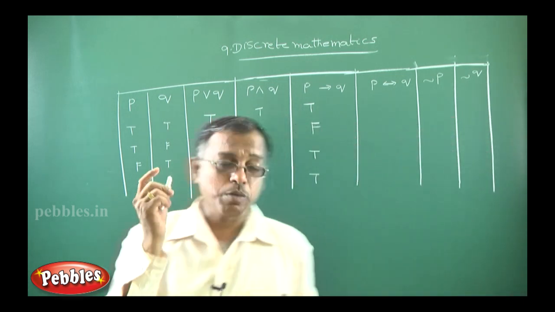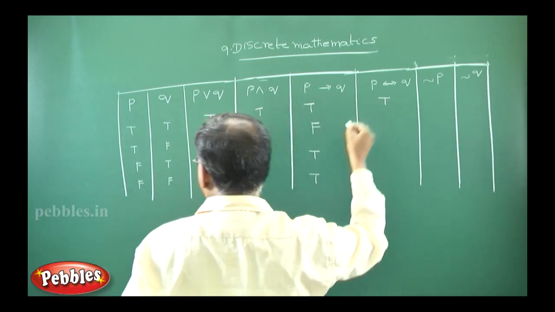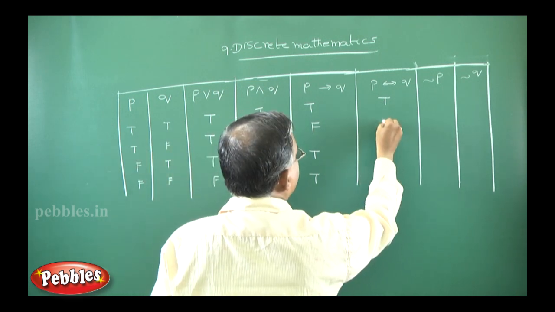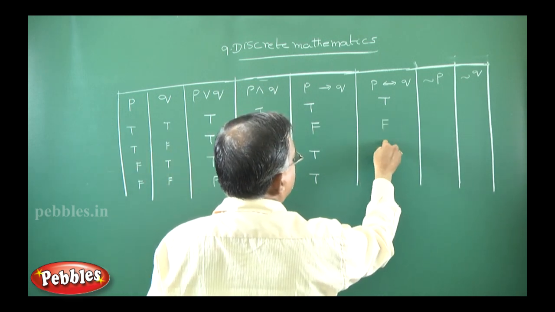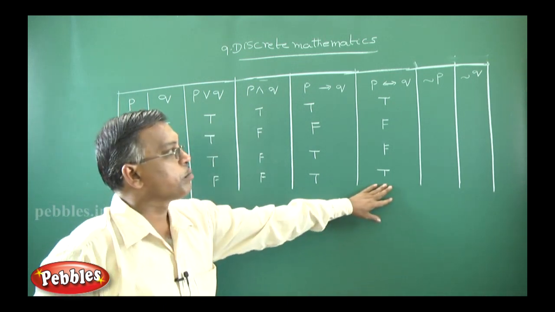So, same truth values means what? True, true, so it is true. Again, false, false also it is true. So, in the middle it is false and false like this. So, these 4 are very important, you should remember.